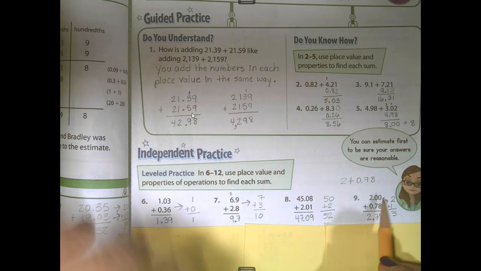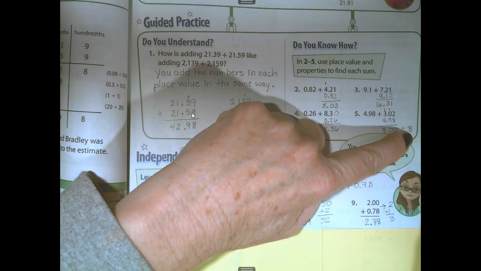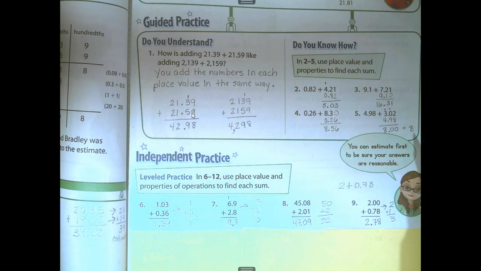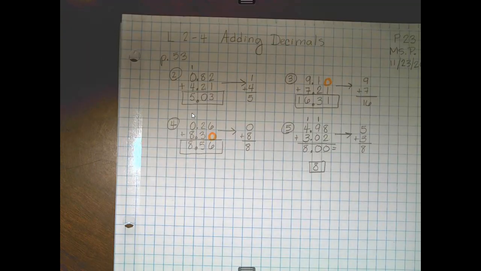So just like we talked about 8.00 being 8 above in problem number 5, 2.00 can be written this way because it is equivalent to 2. Okay. Now, I'd like you to go ahead right now and work the last 3 with me. These are a little bit different.